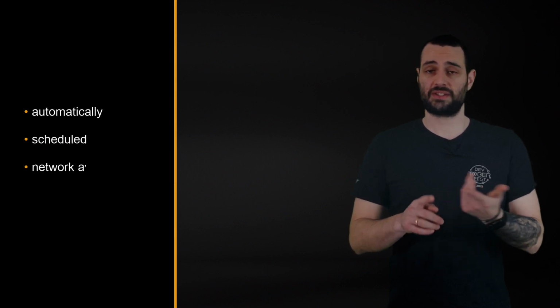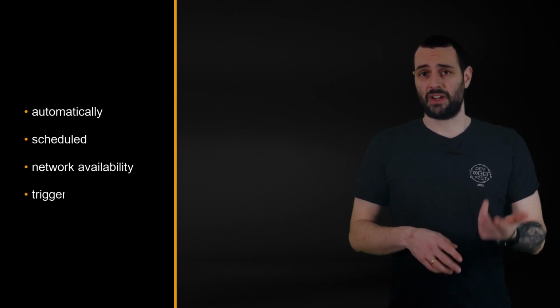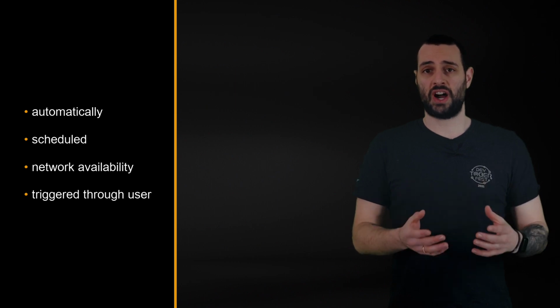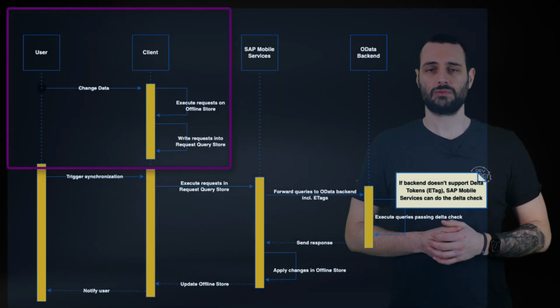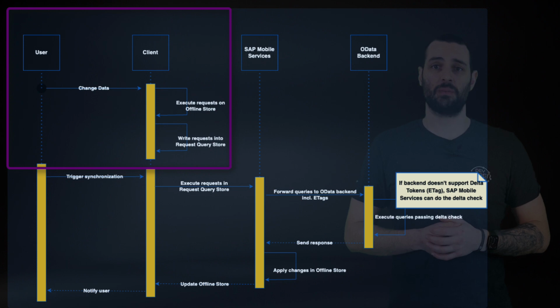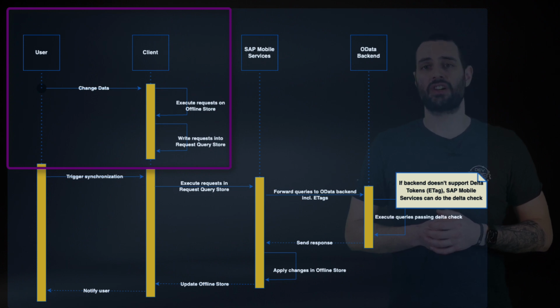Because all data operations the user undertakes go against the local store database, the app must synchronize the manipulated data with the backend at some point. So you as the app developer must determine when and how users are allowed to upload and download data. This can be done automatically based on a schedule or network availability, or via the UI manually by the user. All requests executed while being offline get written into the request queue store.